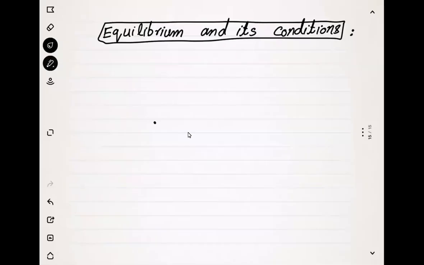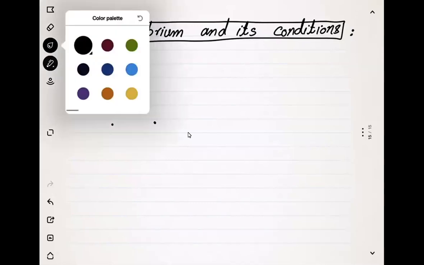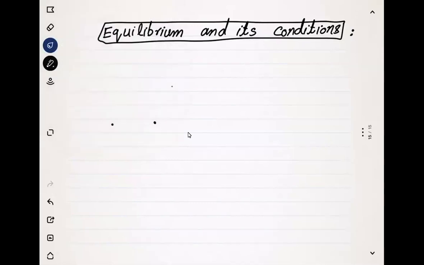Students, in this class, we are going to study equilibrium and its conditions. Basically, the conditions of equilibrium are mainly what equilibrium refers to. There are two conditions for an object to be in equilibrium.